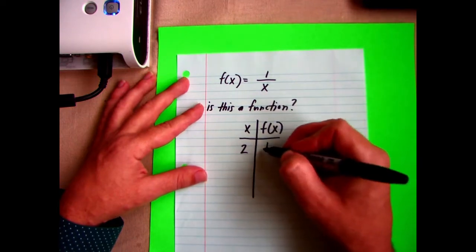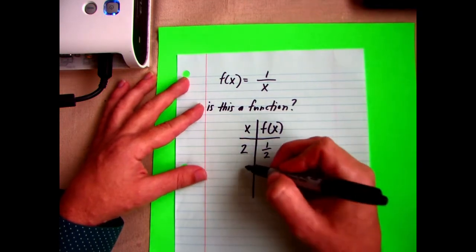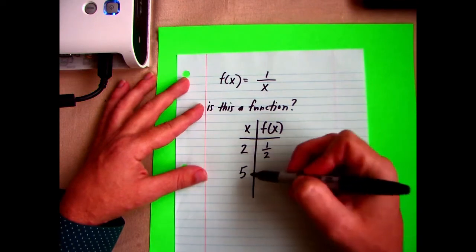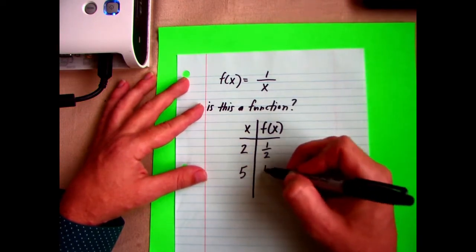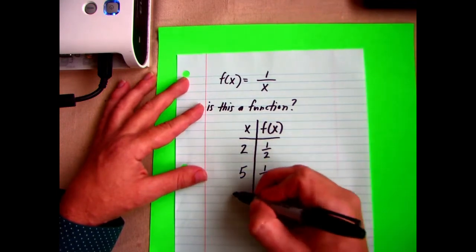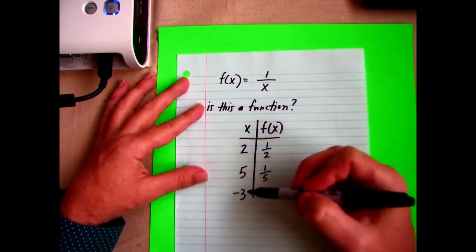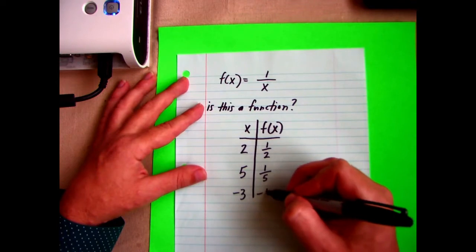So when x equals 2, f of x equals 1/2. And that is the only output for when x is 2. When x is 5, f of x is 1/5. And one more, when x is -3, f of -3 is -1/3.